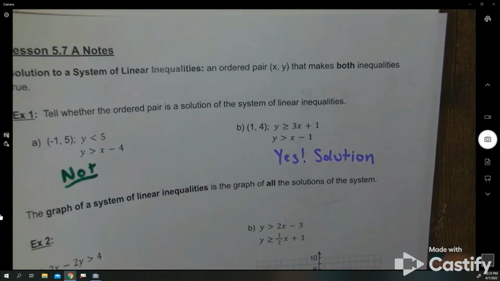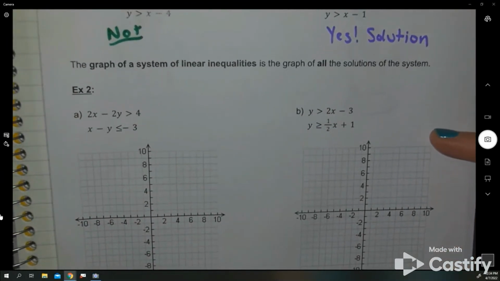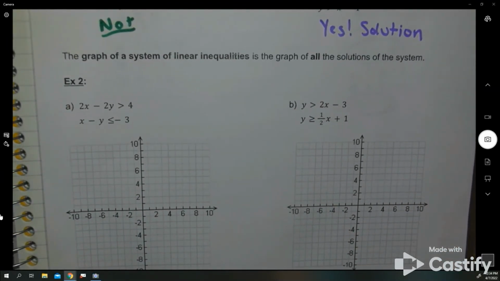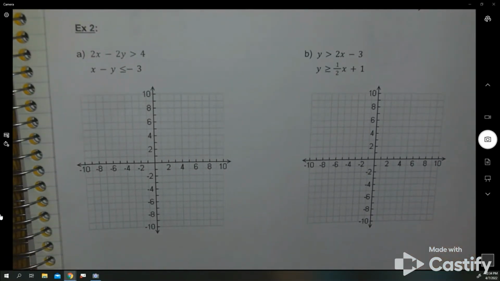All right, so let's look at the graph of a system. If I look at this next part, it tells me that the graph of a system of linear inequalities is the graph of all the solutions to the system. So once I graph these two inequalities, then I will be able to see the region that is a solution for all. So when we did just one line, remember we shaded either above the line or below the line, and the shading told us the solution to that inequality.